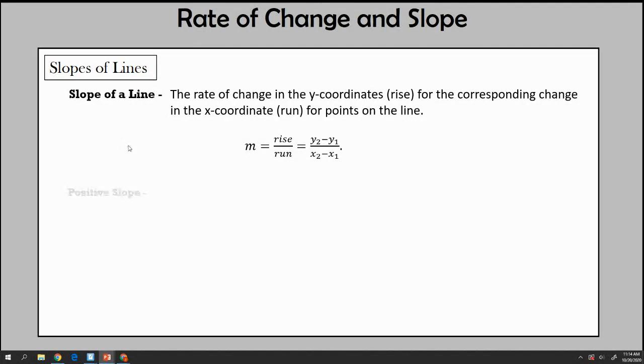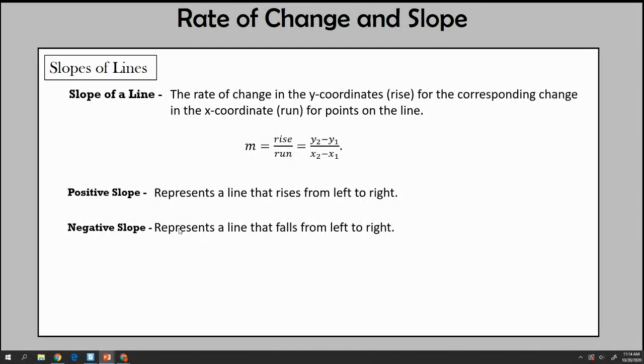Okay. Now, for the slopes of lines, there are four different ways this can happen. We can have a line that has a positive slope, which means this line is going to rise from left to right. You're going uphill. Okay. Positive slope rises from left to right. It can have a negative slope. A negative slope is a line that falls from left to right. So as you look at the line and you move along that line from left to right, you're going downhill.